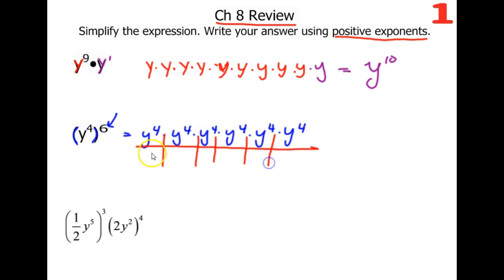Some of you might be able to tell already this is 1, 2, 3, 4 y's, 1, 2, 3, 4, 5, 6, 7, 8. All of these are y's. Some of you might be able to just count here 4 plus 4 plus 4 plus 4 plus 4, or multiply 6 times 4 is 24 y's. Y to the power of 24. Because this would be 4 plus 4 is 8, 12, 16, 20, and 24 total.